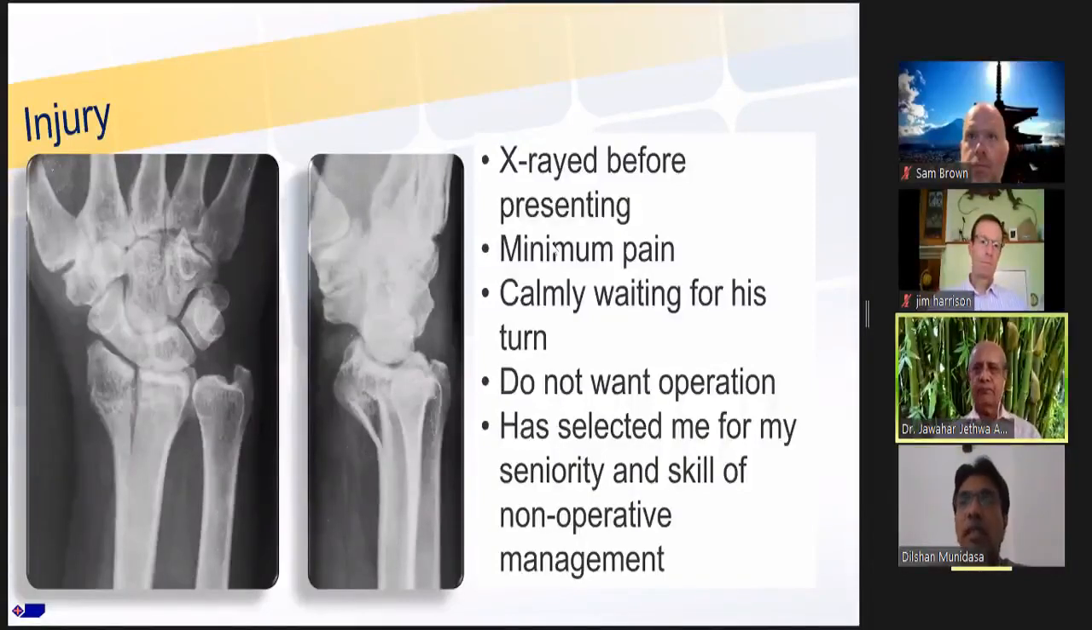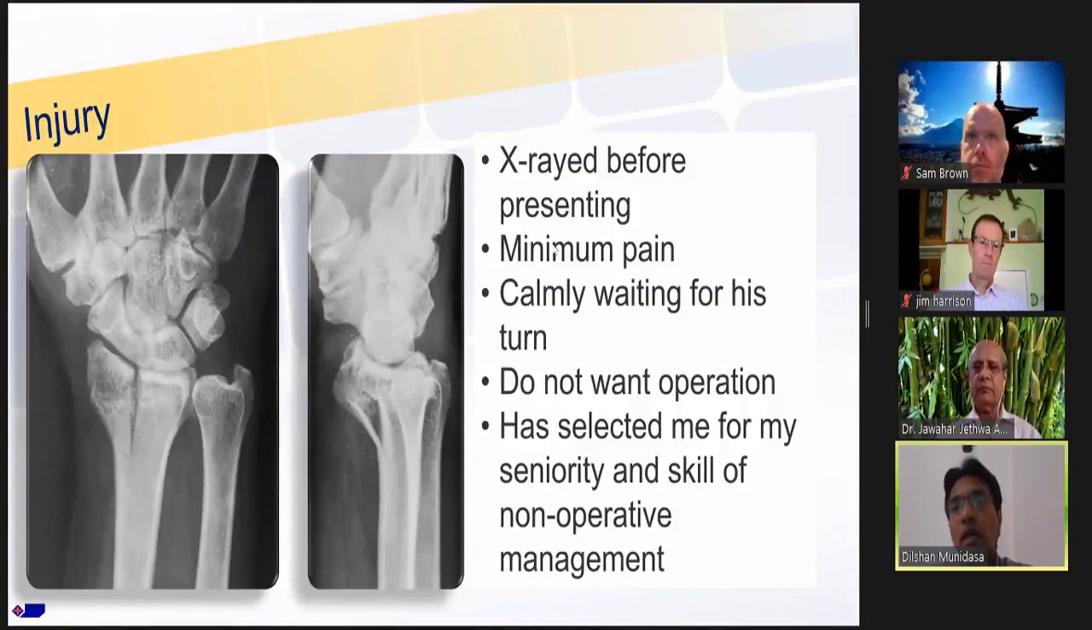I think in a clinical scenario, you have to have a discussion with the patient. Which way would you like to manage this fracture?